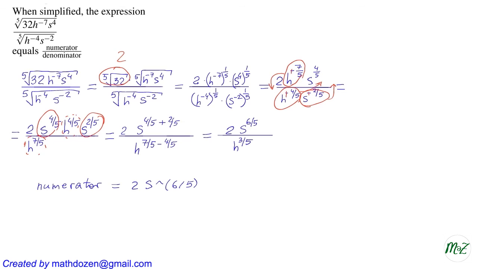So for the answers, we're going to put the numerator being equal to 2 times s to the power 6/5. That's how you would put it. And the denominator is h to the power 3/5. That's again how you would put it online.